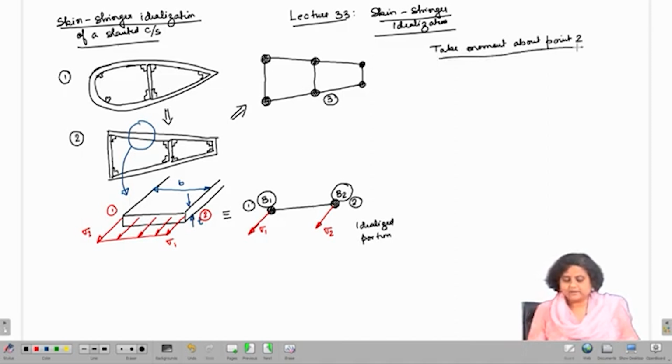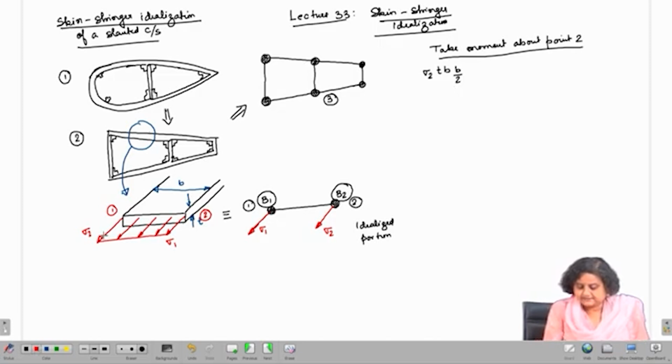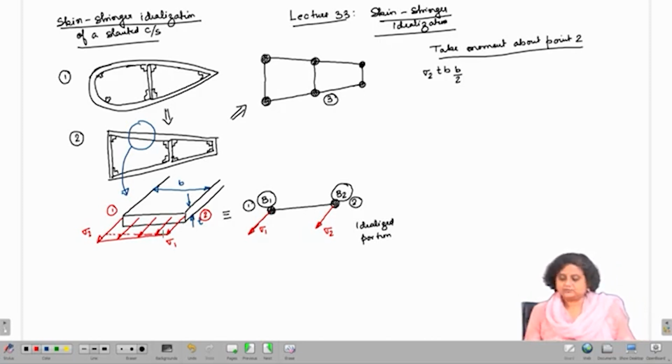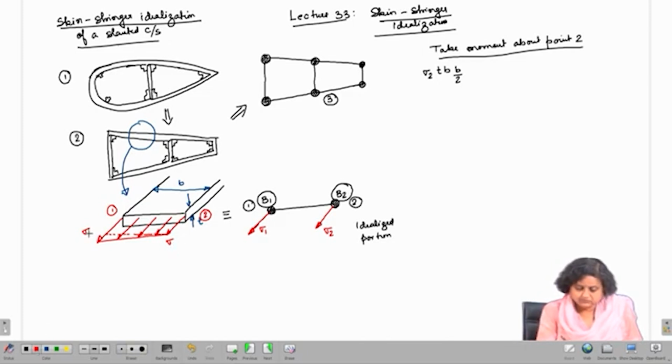If we take moment about point 2 from the actual cross section, the left hand side figure, I am dividing this slanted distribution into a rectangular distribution plus a triangular distribution. I am sorry, I have made a small mistake here. This is going to be sigma 1 and this is sigma 2.